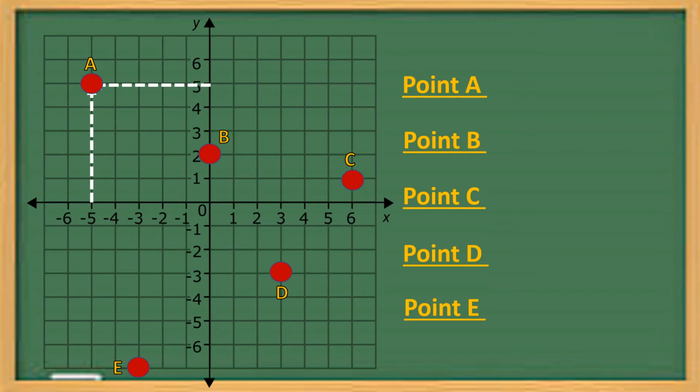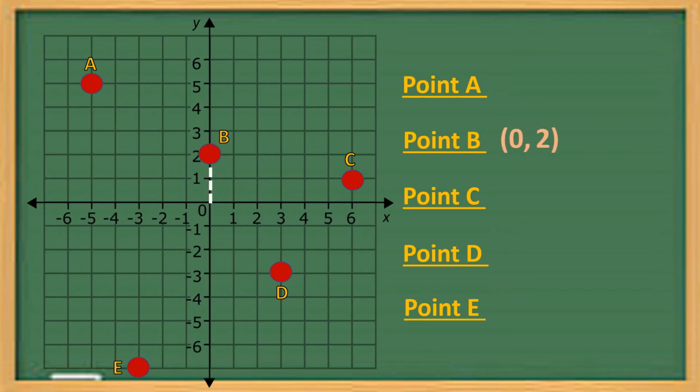The ordered pair of point A is negative 5, 5. Let's now have point B. Point B is found along the y-axis. In this case, one of the coordinates is 0. And in this example, it is the abscissa that is 0 because the point is found along the y-axis. Therefore, the ordered pair of point B is 0, 2.